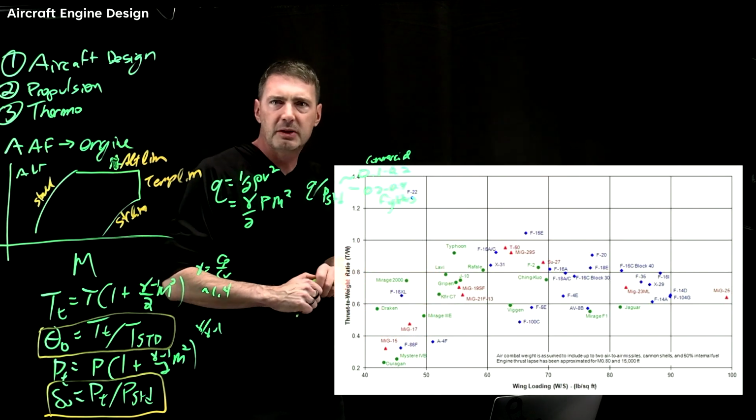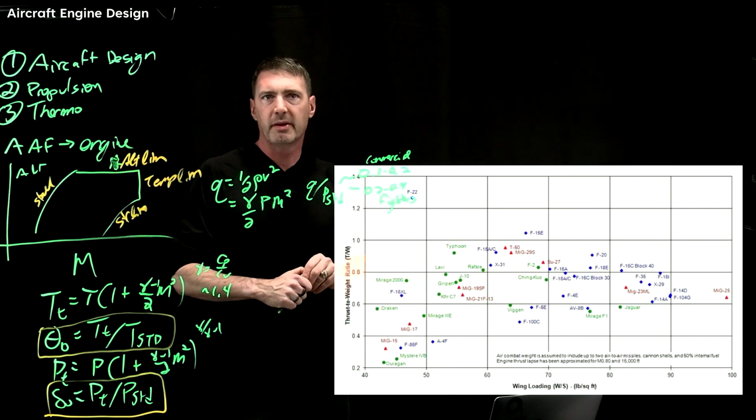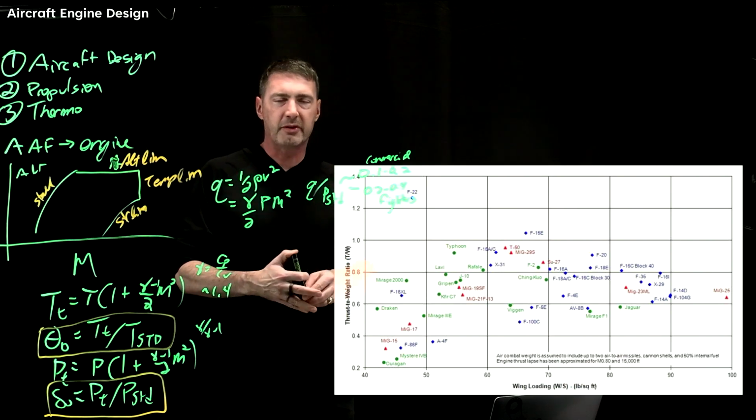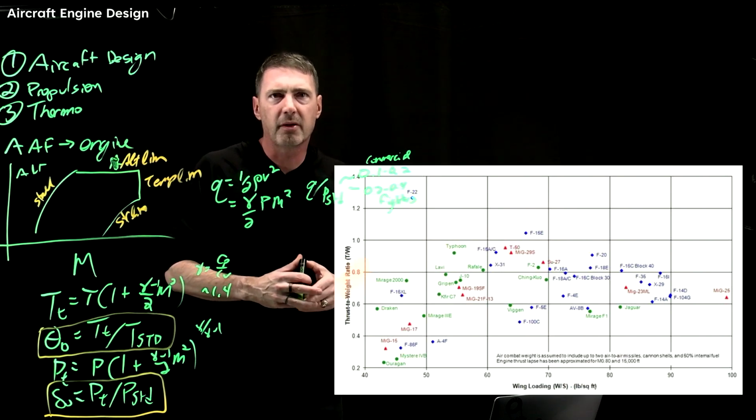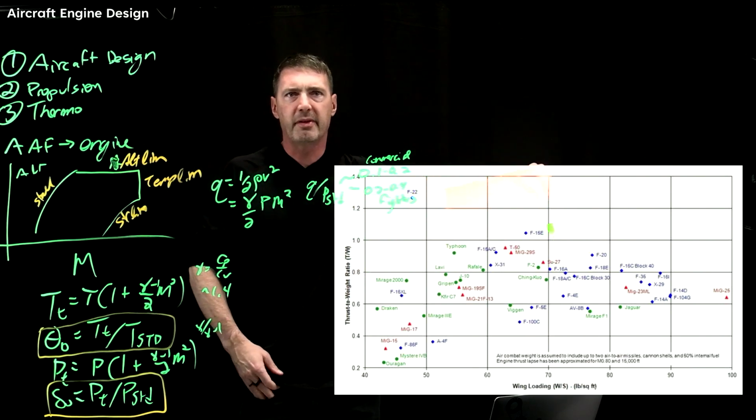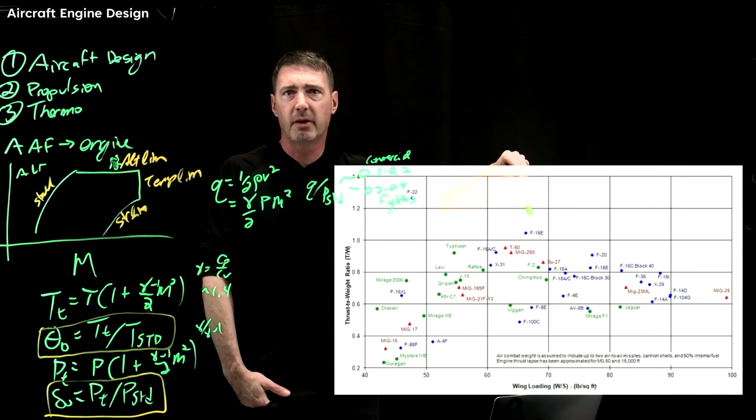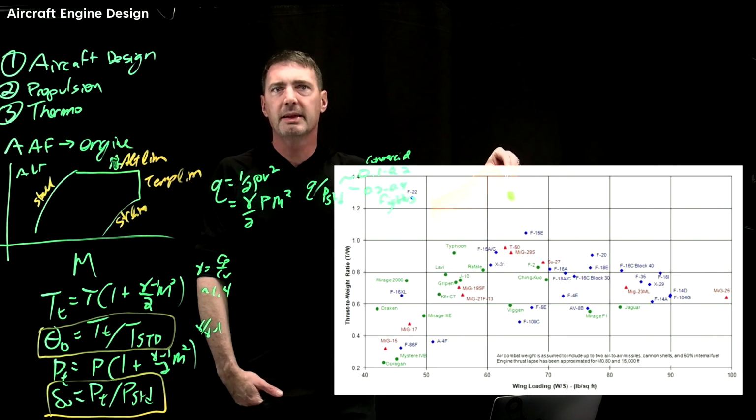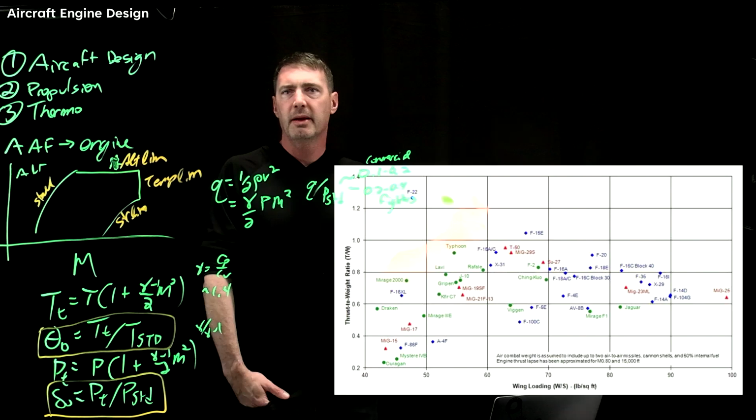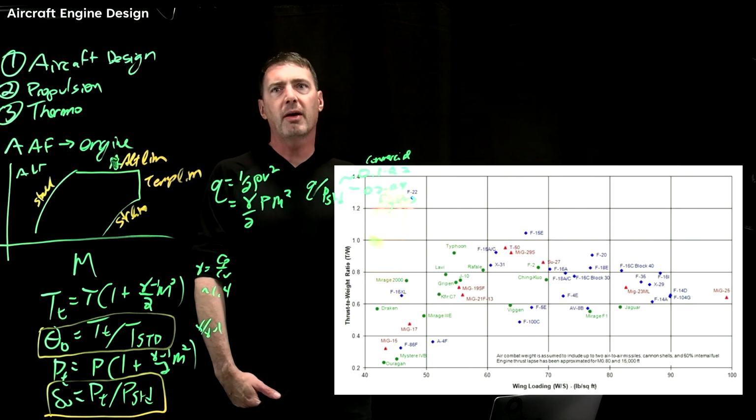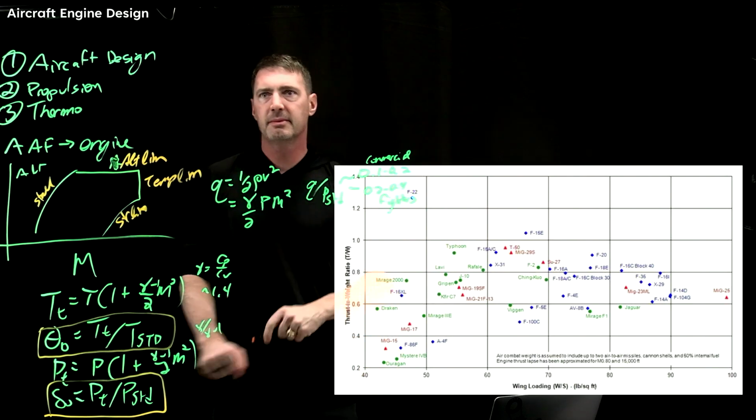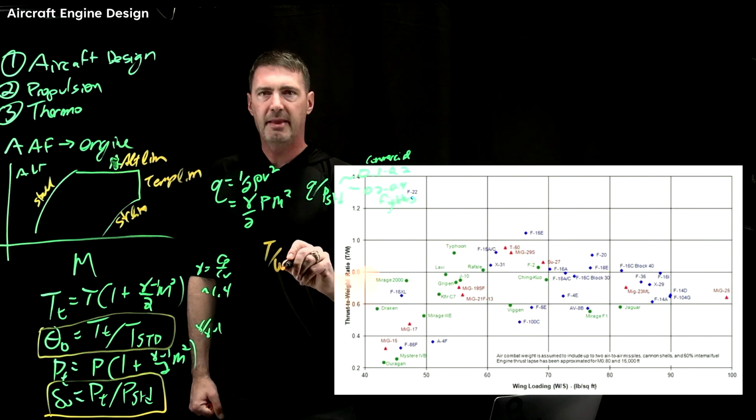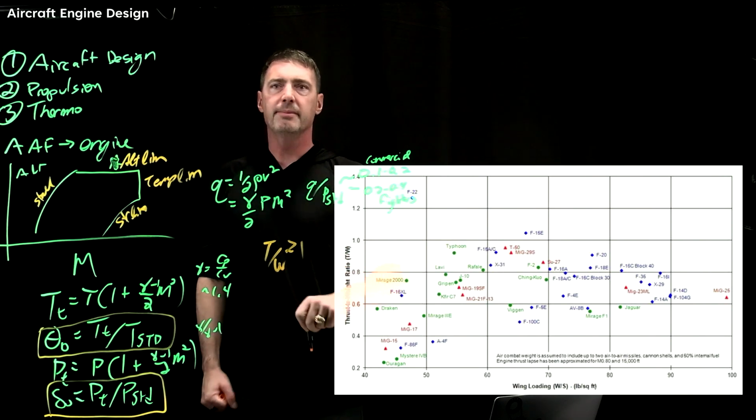This is historical thrust to weights versus wing loadings. You can Google this. There are a ton of these out there flowing around in aircraft design. But for an example, this is the F-15E. That's a pretty high thrust to weight and wing loading. Most supersonic aircraft are actually going to have thrust to weights that are greater than 1.